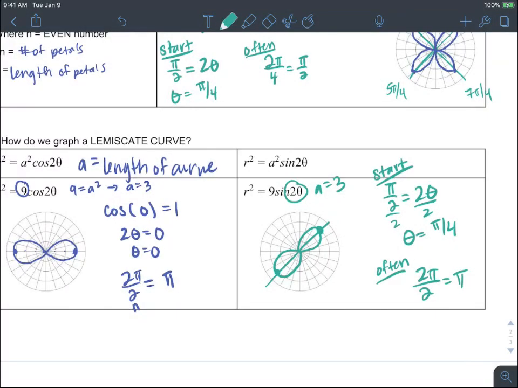Those are our common curves. So limaçons, lemniscates, and roses and circles are really our common curves. Okay, cool.